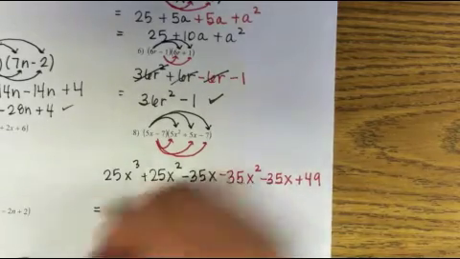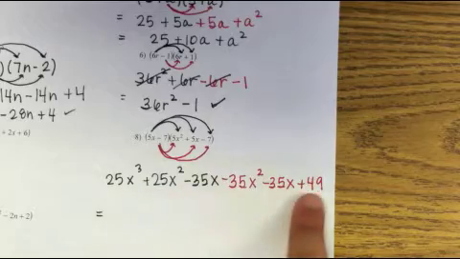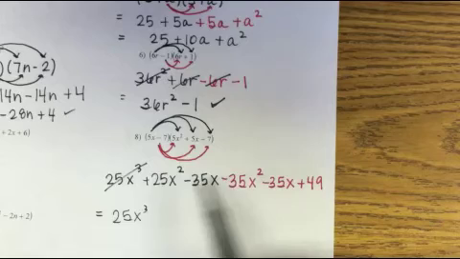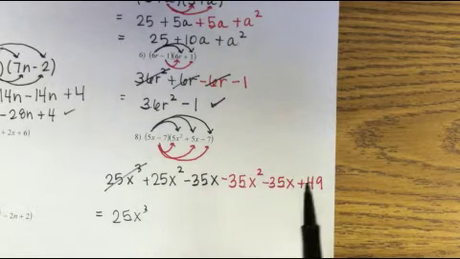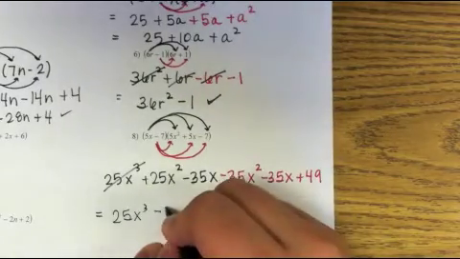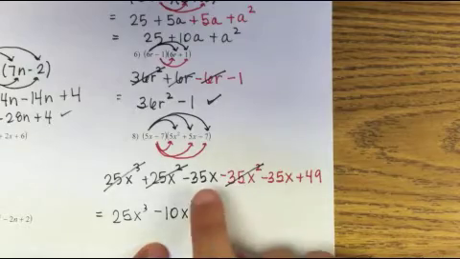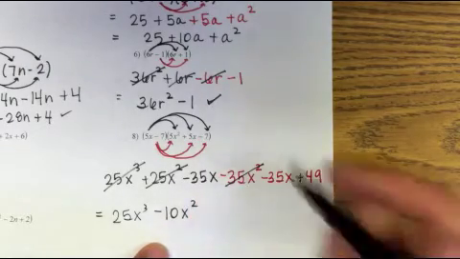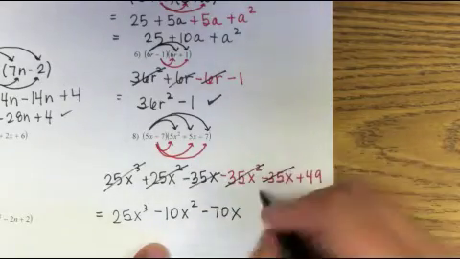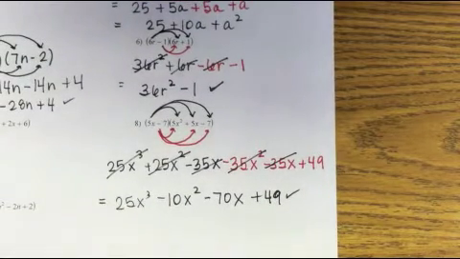You still need to combine like terms. So, let's start with the cube. See any other cubes here? Nope, drop it down. You've got 25x squared and a -35x squared. How much is that going to be? Right, -10x squared. You've got a -35x and a -35x. That gives you a -70x. And then a +49. And see, yes, you can do that.